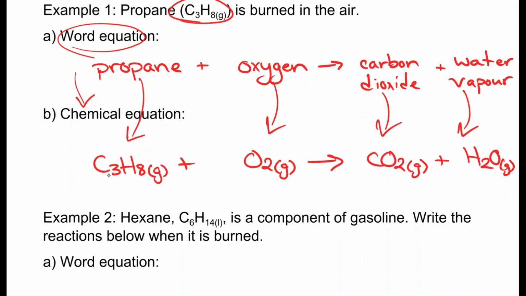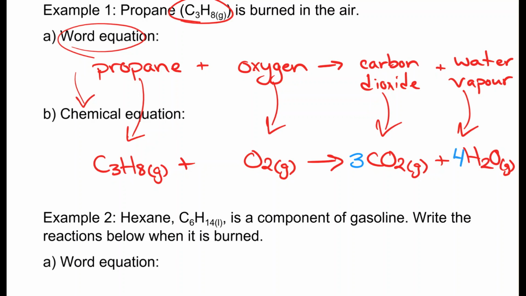Okay, let's try this. 3 carbons on the left side, so we need 3 carbons on the right side. Hydrogens, there's 8 hydrogens on here because there's some here and none here, so there's 8 in total. How do we make 8? Well, 4 groups of 2 should do it.